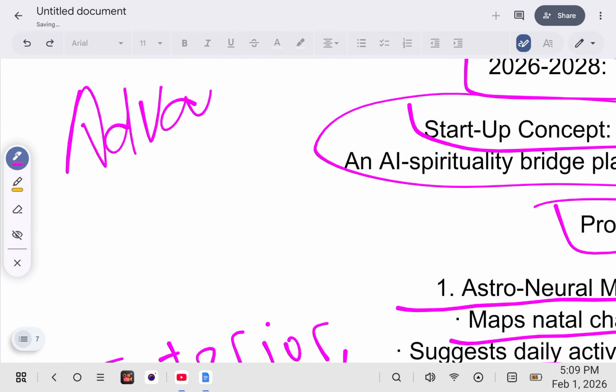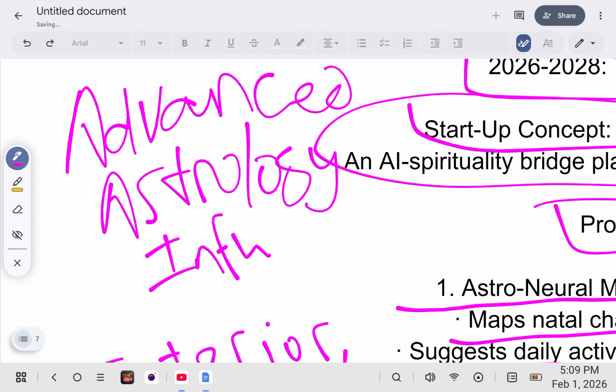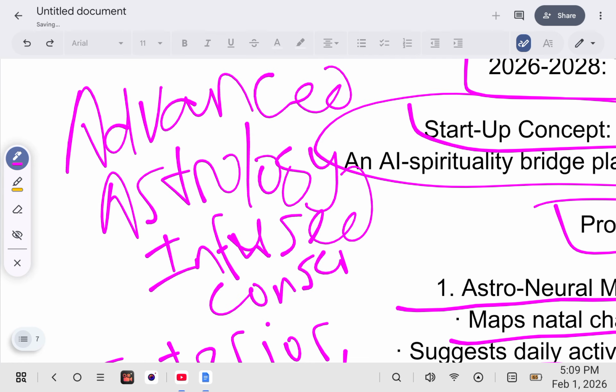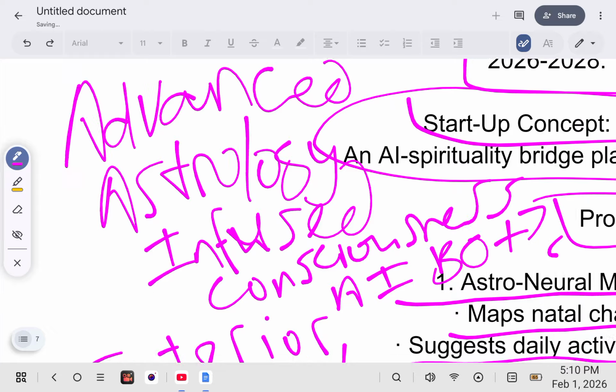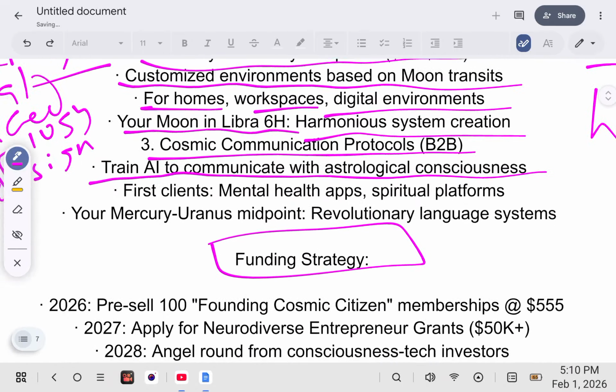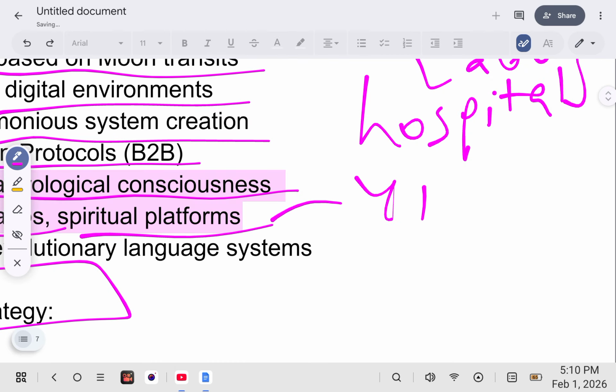Advanced Astrology Infused Consciousness AI. And it could be a robot in the future, who knows? Like, a real life robot. First clients are going to be mental health apps and spiritual platforms, or maybe even you.